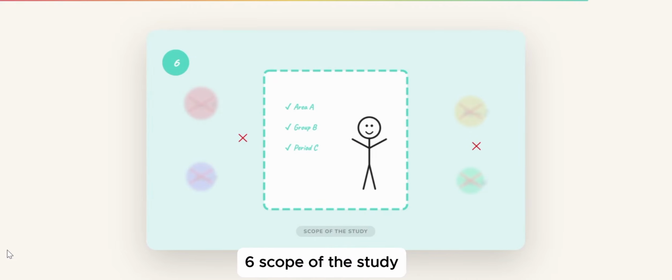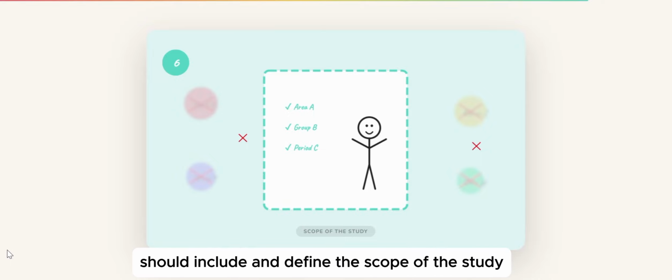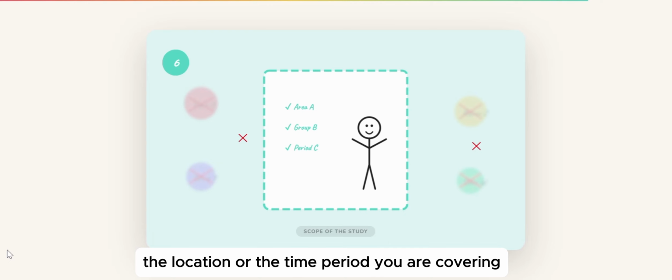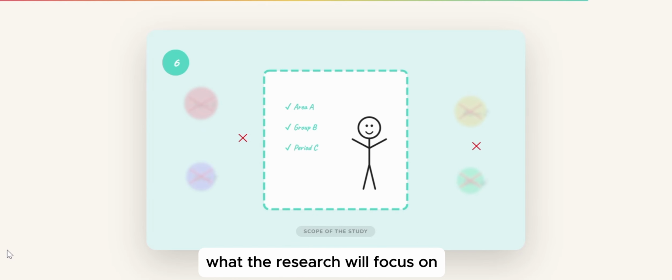6. Scope of the study. Finally, your chapter 1 should include and define the scope of the study. The scope just explains the boundaries and limits of your work, such as the population being studied, the location, or the time period you are covering. This actually helps readers understand exactly what the research will focus on and what it will not cover.